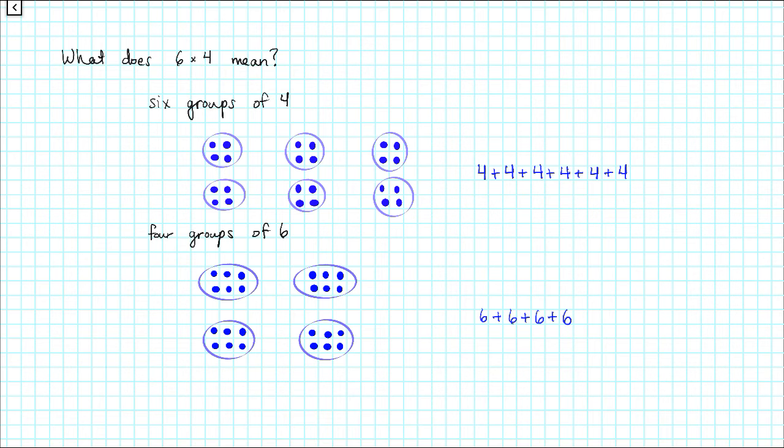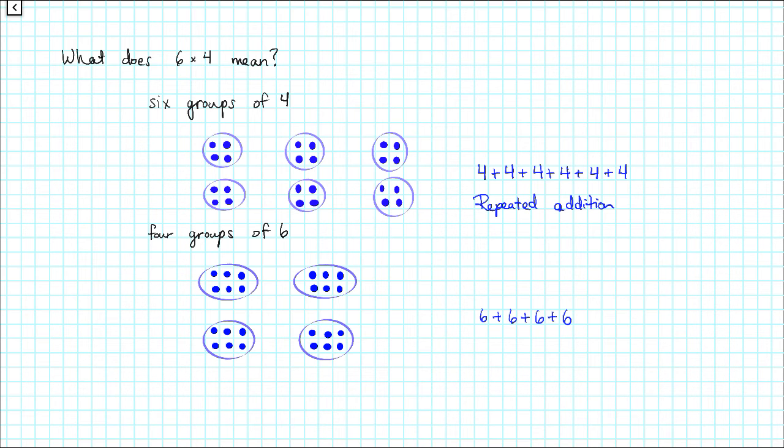So here in this 6 groups of 4, we see 6 groups of 4, and really when we're talking about 6 groups of 4, we're really talking about adding up 6 groups of 4. So I can see this as 4 plus 4 plus 4 plus 4 plus 4 plus 4. And so a lot of times when multiplication is introduced, it is actually introduced as repeated addition. Okay. Similarly, 4 groups of 6 is 6 plus 6 plus 6 plus 6.